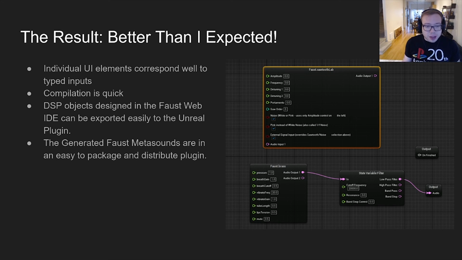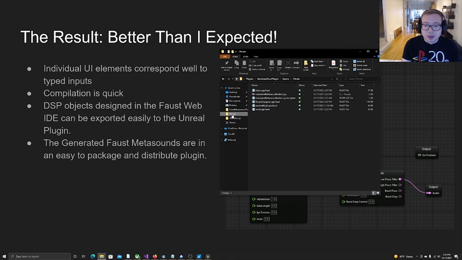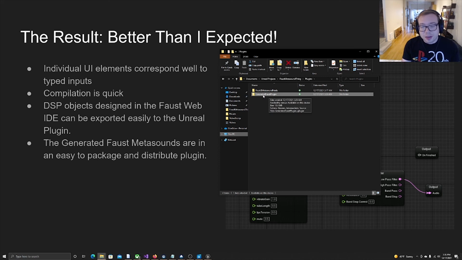And those generated Faust Metasounds, those plugins, are really easy to just zip up, right? So everything that we created here through this import Faust, you can actually see when you go into the products plugins folder, you see a generated plugin, right? This can be zipped up and packaged and distributed to people, and is a whole library of Metasounds that you created originally from Faust.